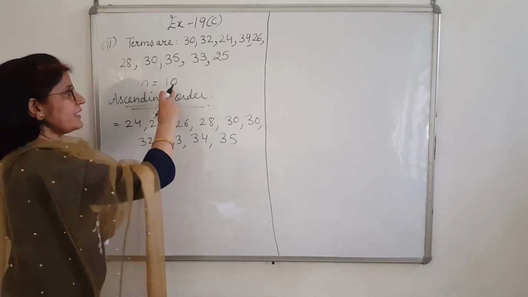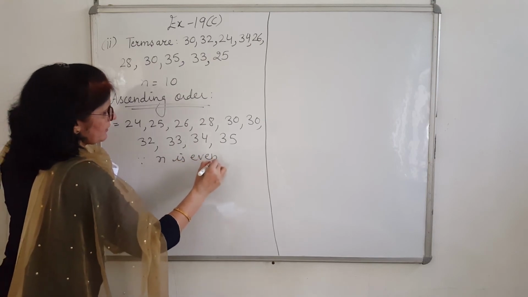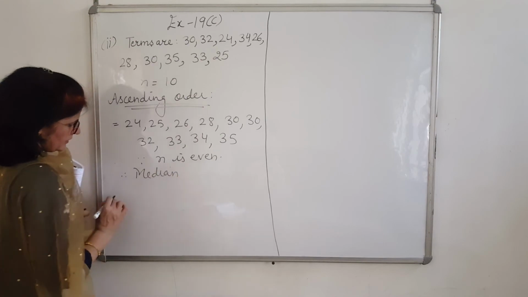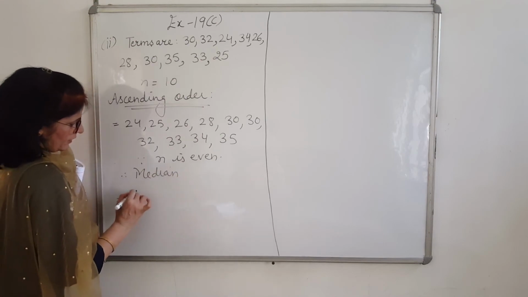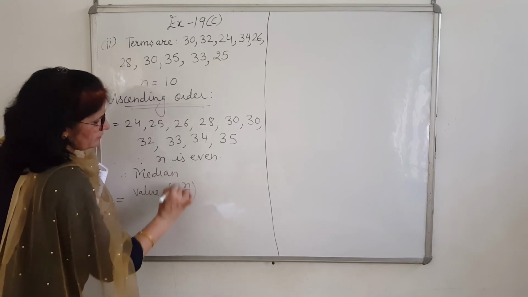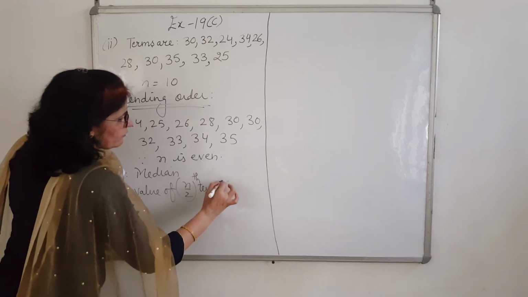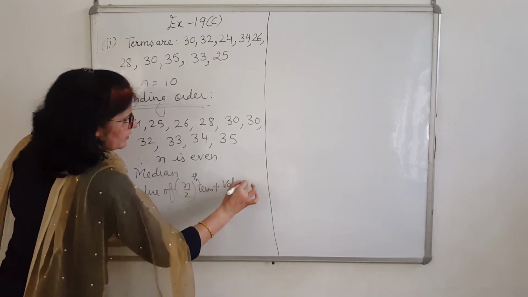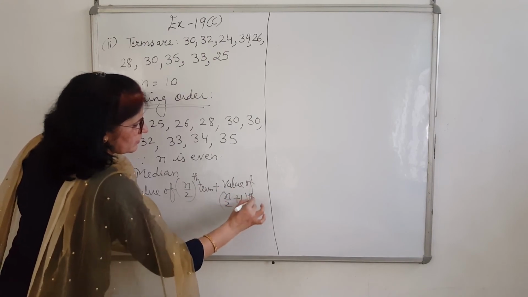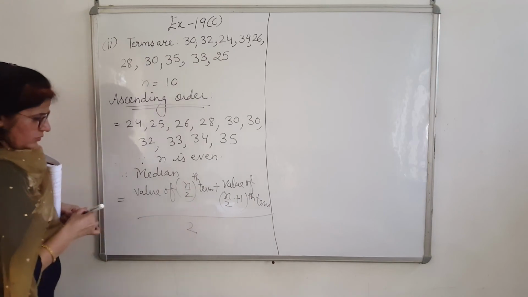Here n is 10, and because n is even, the median is equal to the value of the n over 2th term plus the value of the n over 2 plus 1 term, upon 2.